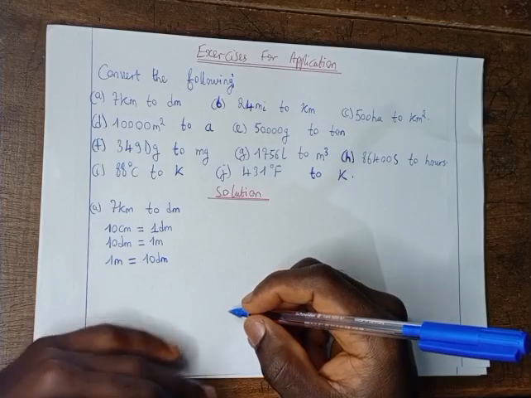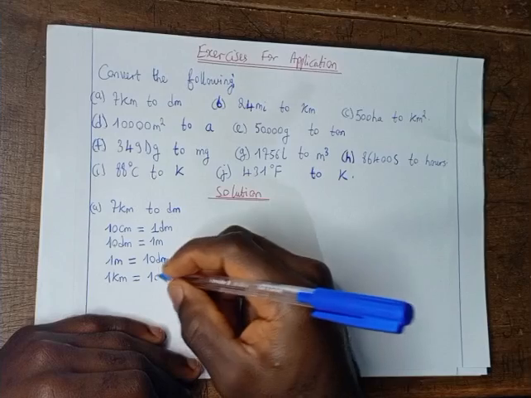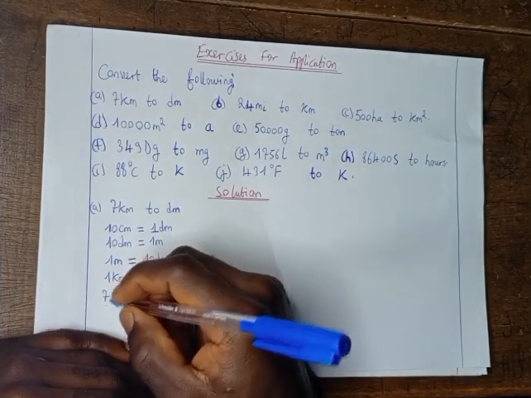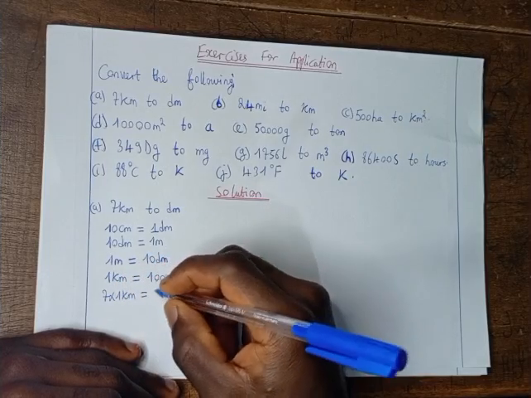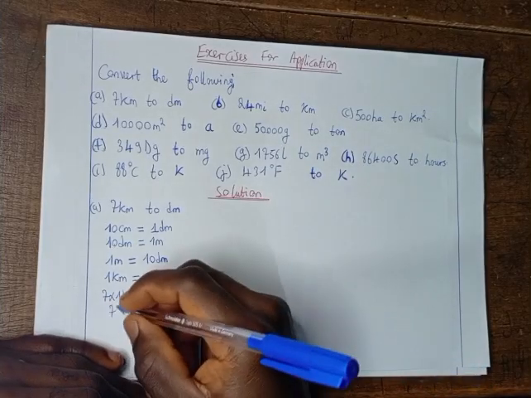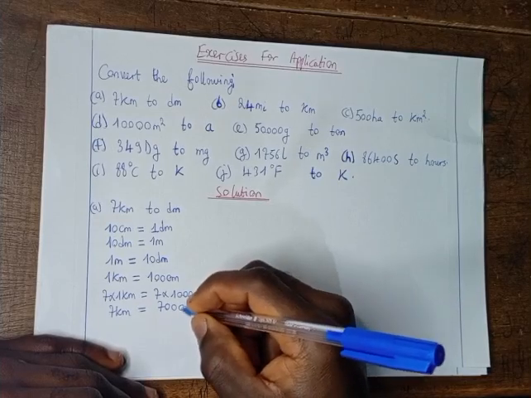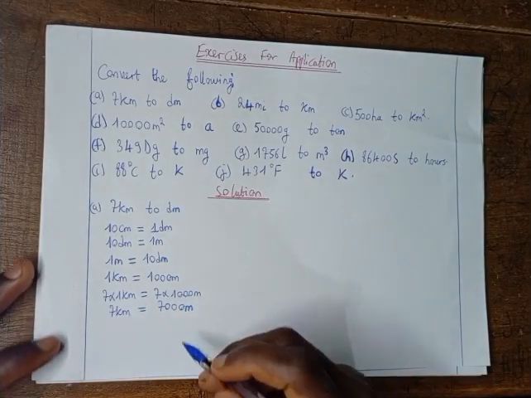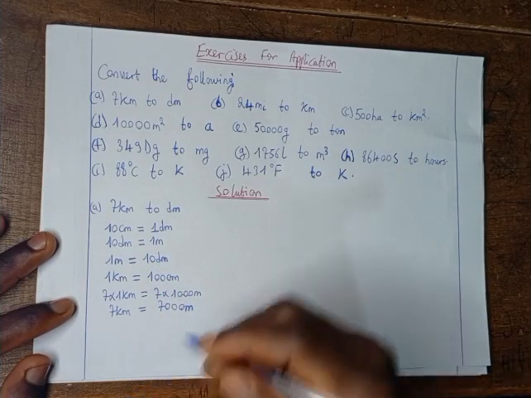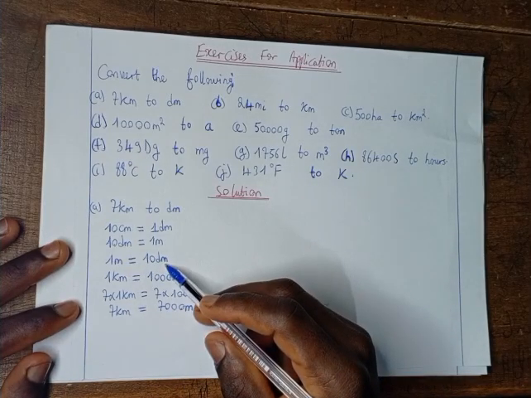decimeters. We know that 1 kilometer is equal to 1,000 meters. If we multiply both sides by 7, 7 times 1 kilometer will simply be equal to 7 times 1,000 meters. This will give us 7 kilometers to be equal to 7,000 meters. Now, we need to convert this 7,000 meters to decimeters. We know that 1 meter is equal to 10 decimeters.